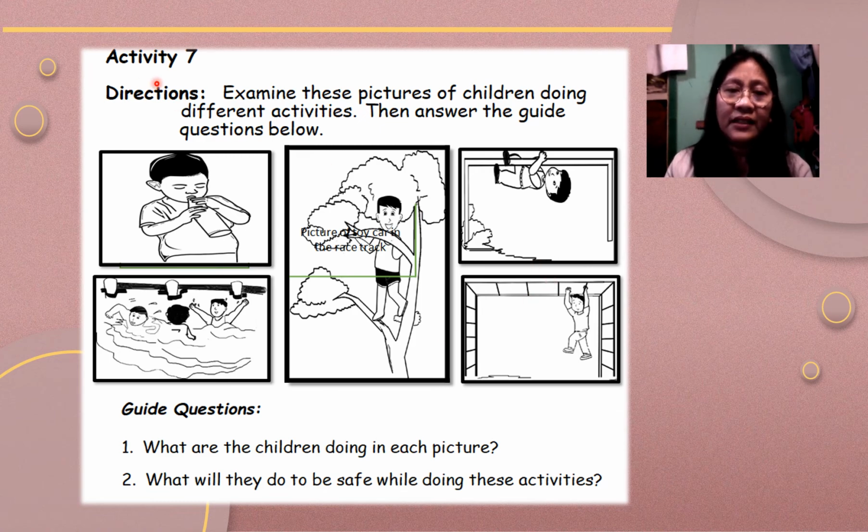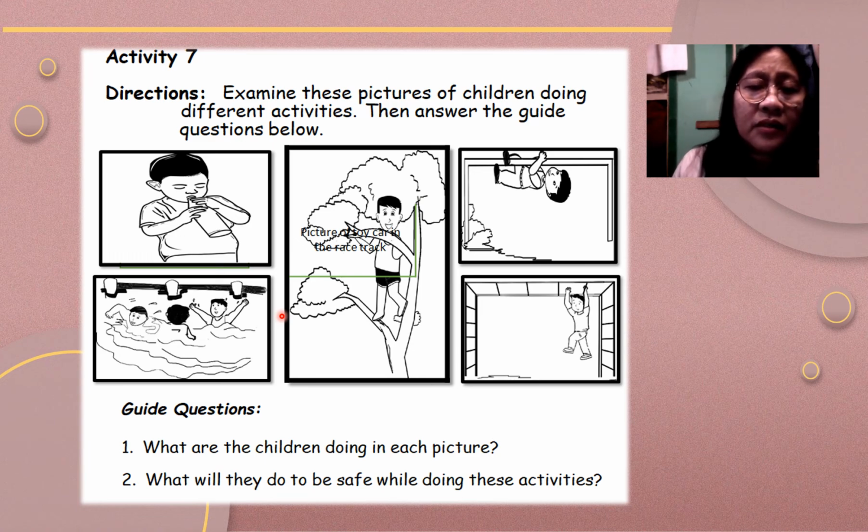For activity 7, direction. Examine these pictures of children doing different activities. Then answer the guide questions below. Okay, look at the first picture. What is the little boy doing? Drinking soft drinks maybe.